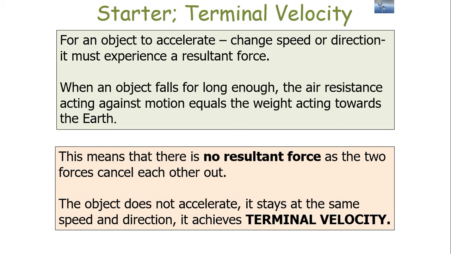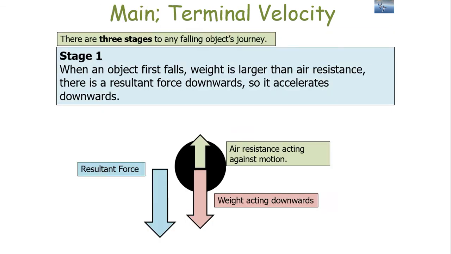So when an object falls for long enough, the air resistance acting against motion equals the weight acting towards the earth. This means there's no resultant force as the two forces cancel each other out. So the object does not accelerate, it stays at the same speed and direction, it's achieved terminal velocity. So in these stages, an object under free fall is carrying out a journey.